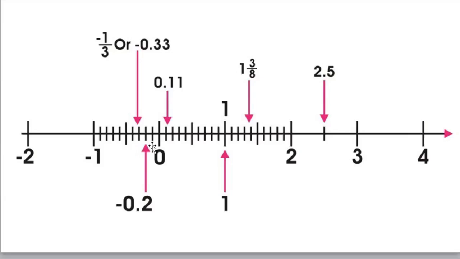Now, negative 1 over 3 or negative 0.33 is slightly less than negative 0.30 or negative 0.3, because negative 0.33 is less than negative 0.30. So here we have negative 0.10, negative 0.20, negative 0.30, and then negative 0.33, which is very close to negative 0.30. Next is 2.5, which lies between 2 and 3.